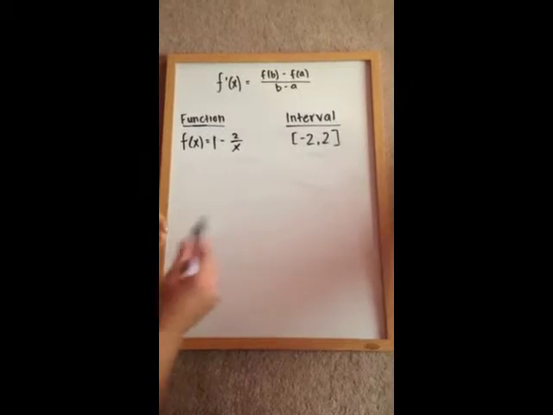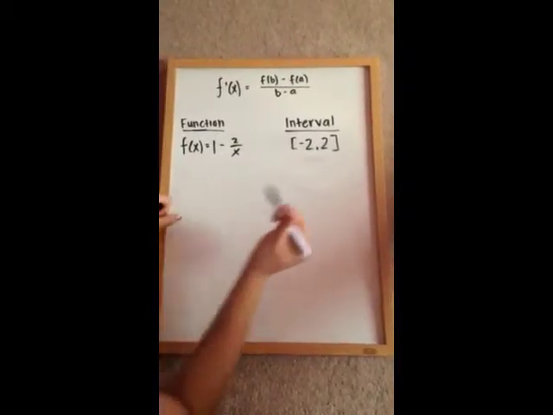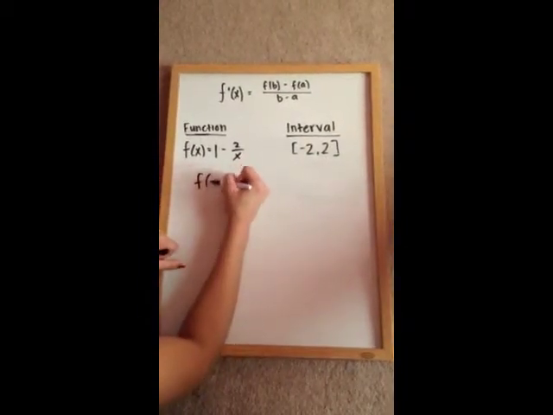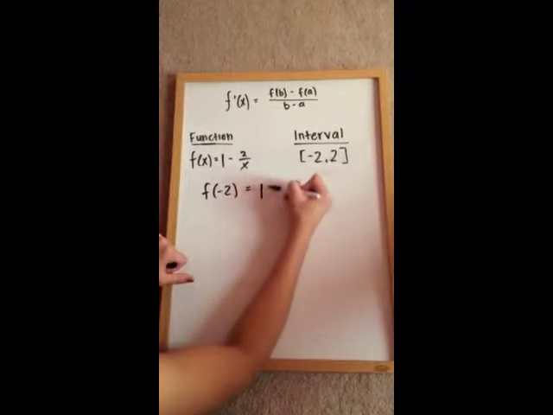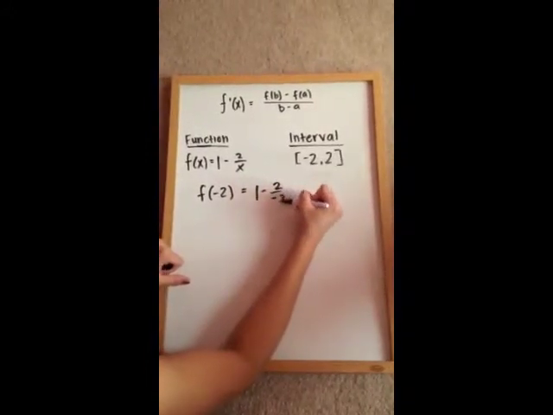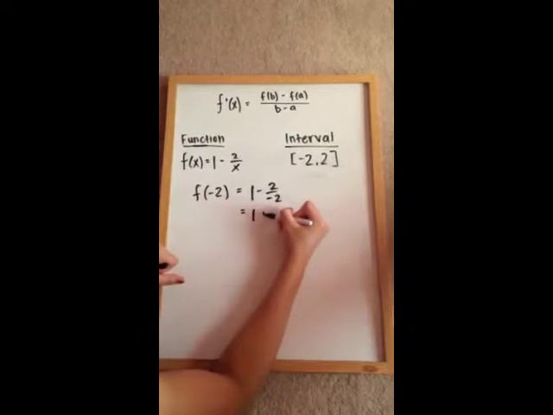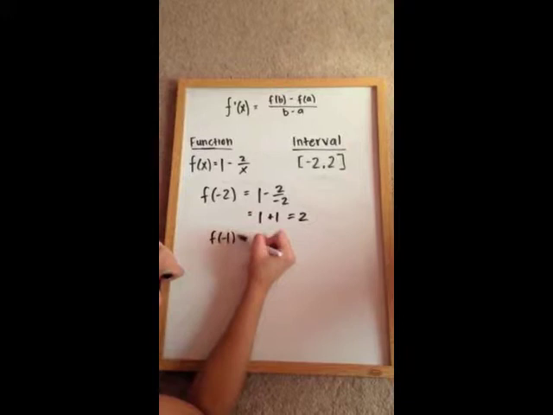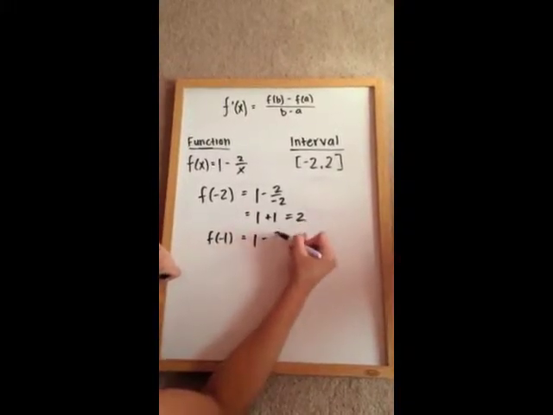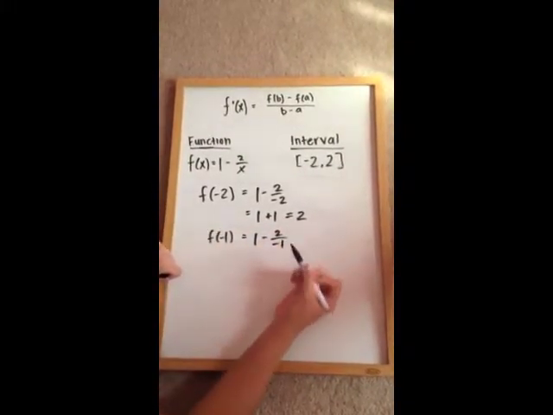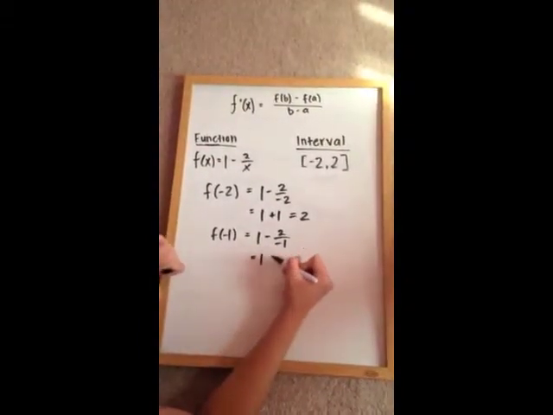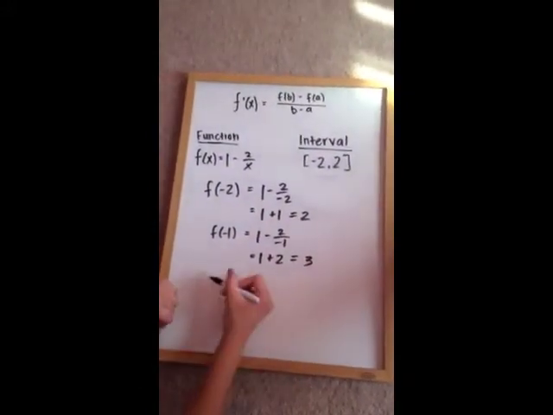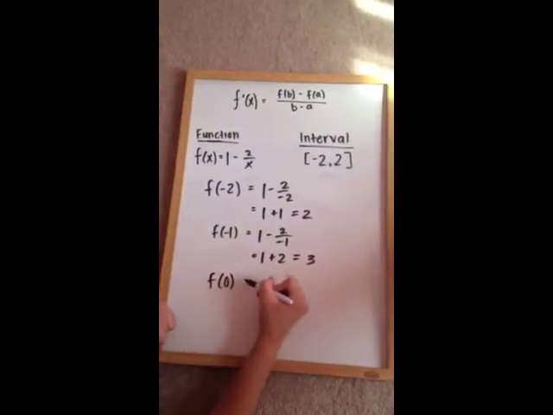Here's another example. So first we're going to check for discontinuities. We're going to plug in numbers from -2 to 2. So f of -2 equals 1 minus 2 over -2, which equals 1 plus 1 equals 2. Next, we're going to plug in -1, which equals 1 minus 2 over -1. So that's going to equal 1 plus 2 equal to 3. These are both continuous, so we can move on.